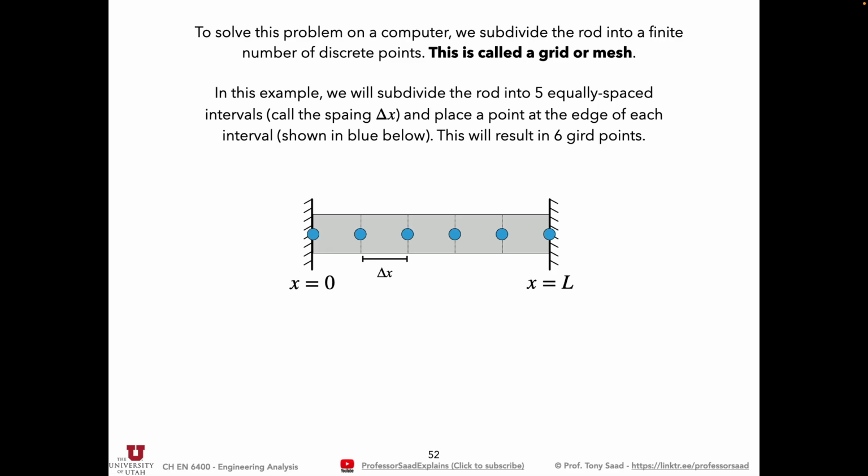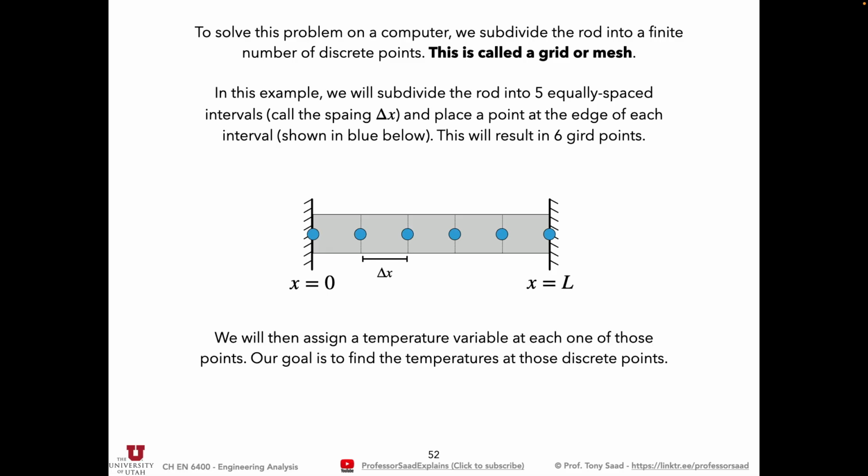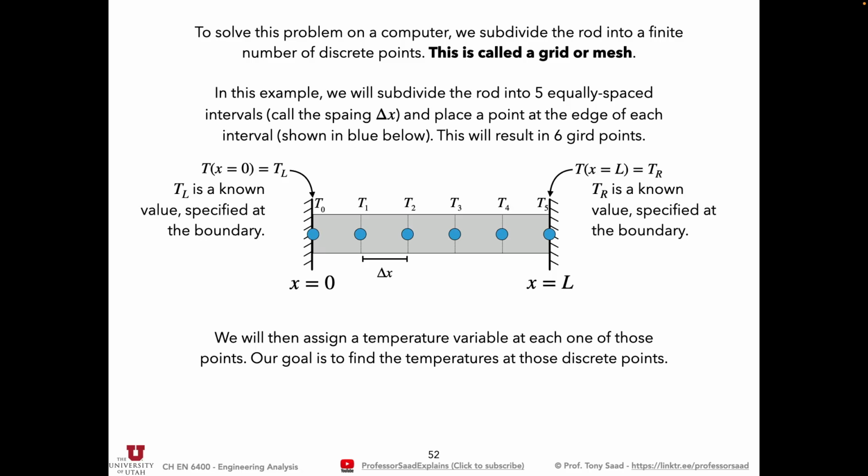Because I know the temperature at these points, that's going to be an input that I'm going to use to find the temperature at these points in the interior. Now the spacing, we're going to call that spacing delta x. It's a constant spacing, so delta x doesn't change. And then we will assign a variable at each one of those points. We will index them from 0 because Python is indexed from 0.